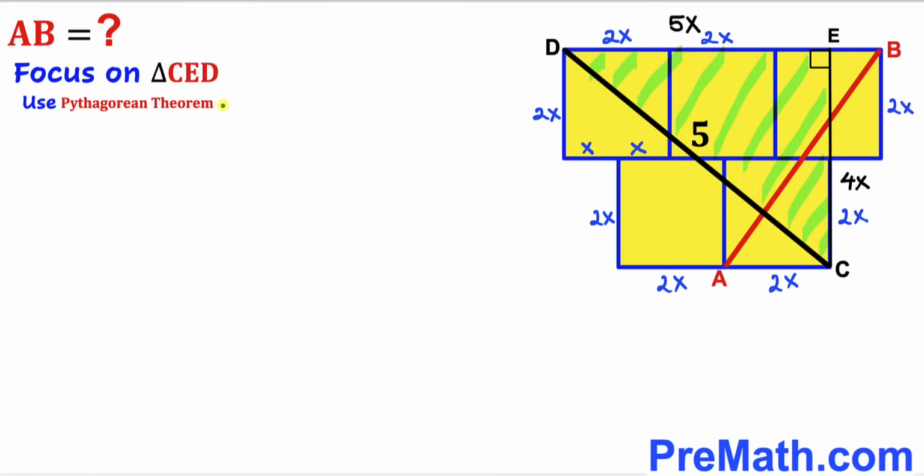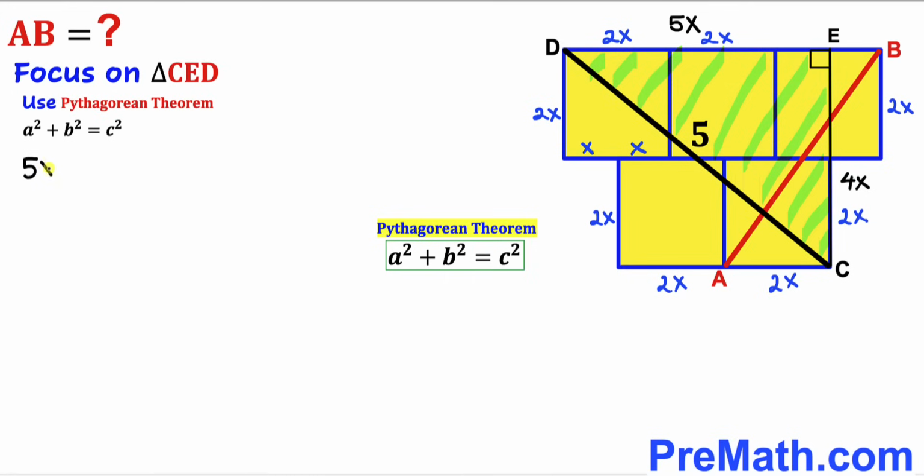And now we are going to apply the Pythagorean theorem on this triangle. And here's our Pythagorean theorem: a square plus b square equal to c square. And here we can see our hypotenuse is 5, whereas our two other legs are 5x and 4x. Let's go ahead and fill in the blanks in this Pythagorean formula. So we got one of the legs is 5 times x whole square, plus the other leg is 4 times x whole square equals our hypotenuse 5 square.